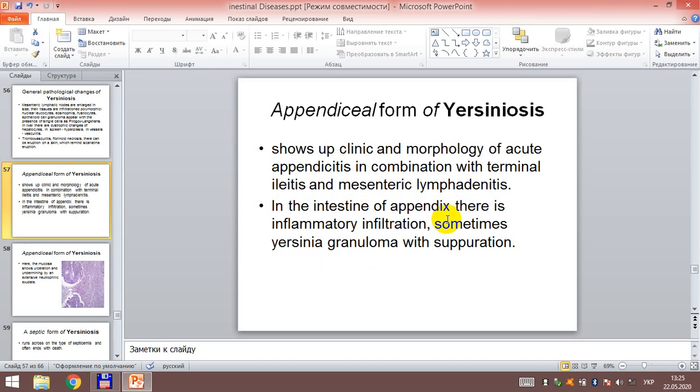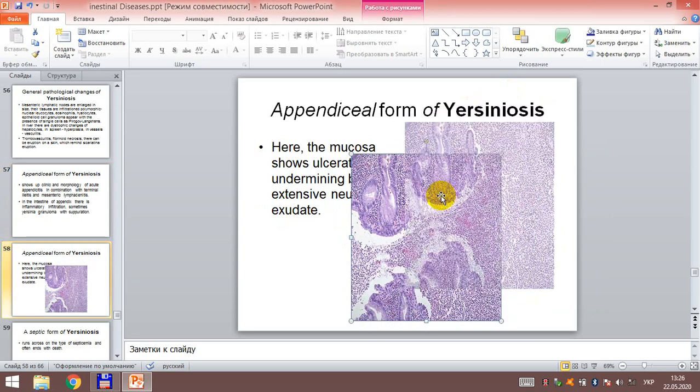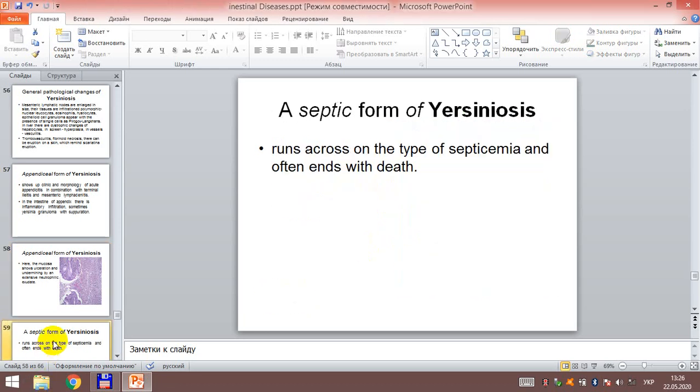The appendiceal form of yersiniosis shows up the clinic and morphology of acute appendicitis in combination with terminal ileitis and mesenteric lymphadenitis. In the wall of the appendix, there is inflammatory infiltration, sometimes Yersinia granuloma with suppuration. In this histological picture, you can see the appendiceal form of yersiniosis. Here, the mucosa shows ulceration and undermining by an extensive neutrophilic exudate. The septic form of yersiniosis runs on the type of septicemia and often ends with death.